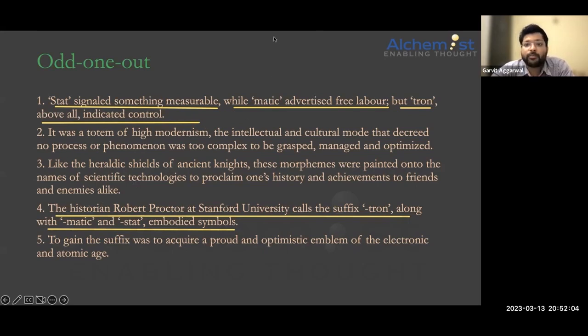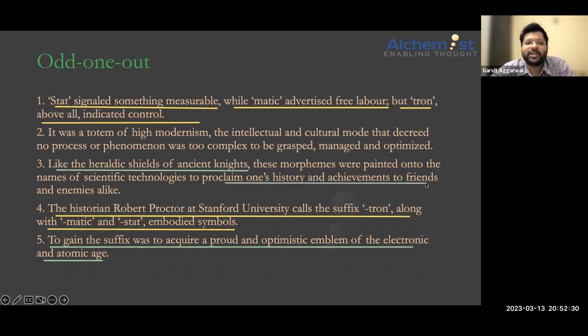कि suffix को पाते कैसे थे लोग, है ना? और suffix को what did it mean to gain the suffix was to acquire a proud and optimistic emblem of the electronic and atomic age. Why are they talking about the electronic and atomic age? Because they are saying that जैसे ancient knights को shields मिलती थी, बिल्कुल वैसा ही है. Proclaims one history and achievements.